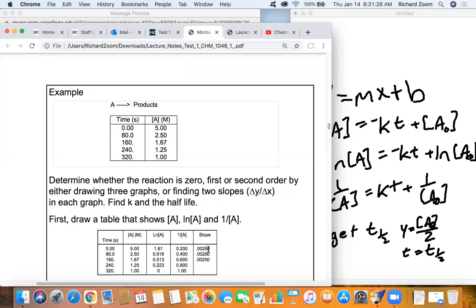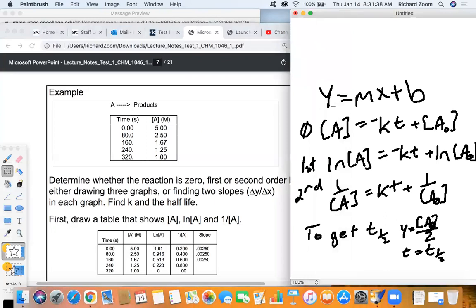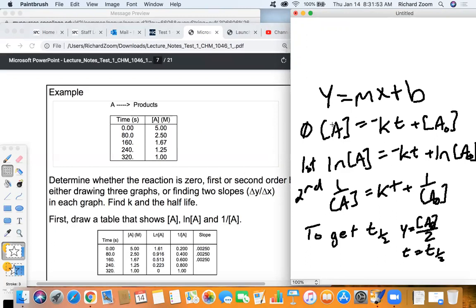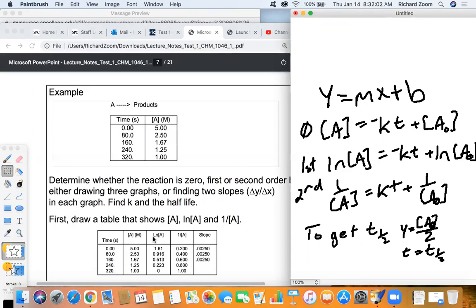All right, so let's look at that. Ignore the slope for now. This is what we're doing first. Now, the next question you're going to be asking is, why do you choose these specific things? Well, it all comes back to the equation for a straight line. The x value is the time in each case, time, time, time, for zero, first and second order. The y values, though, are A, log of A, and 1 over A for zero, first, and second order, respectively. Hopefully you're seeing where I'm going with this. Does anybody have any questions so far?